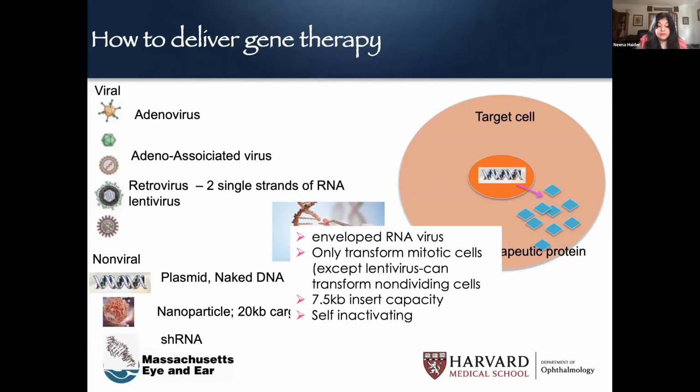There are also non-viral vehicles of delivery like plasmid naked DNA that have been used to get into the cell, nanoparticles that can have a cargo size of up to 20 kb. So that's advantageous for large genes such as the USHER2A in the eye field. And then there's shRNAs, which are important for gene silencing.